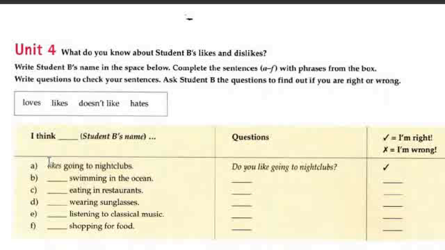Letter E, listening to classical music. I think you do like listening to classical music, so I'm just gonna write down there likes listening to classical music. Letter F, shopping for food. I think you don't like shopping for food, so I'm just gonna write doesn't like shopping for food. Okay, so now let's work out the questions.